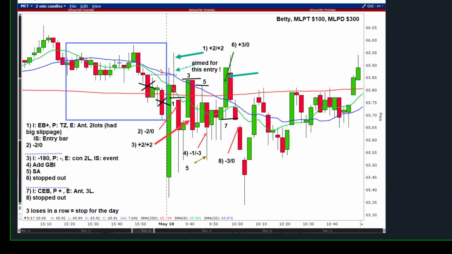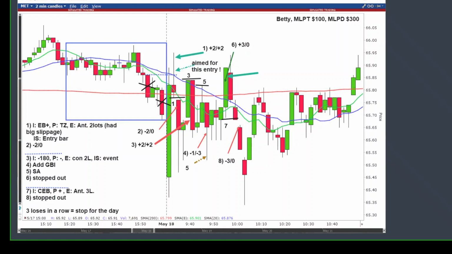interestingly, if you'd have just stayed long and added and taken this little whale complete, you probably entered here, added on the pullback, and just taken profits here. That might have worked, but it's still not really a pullback, is it? It's kind of a disaster.